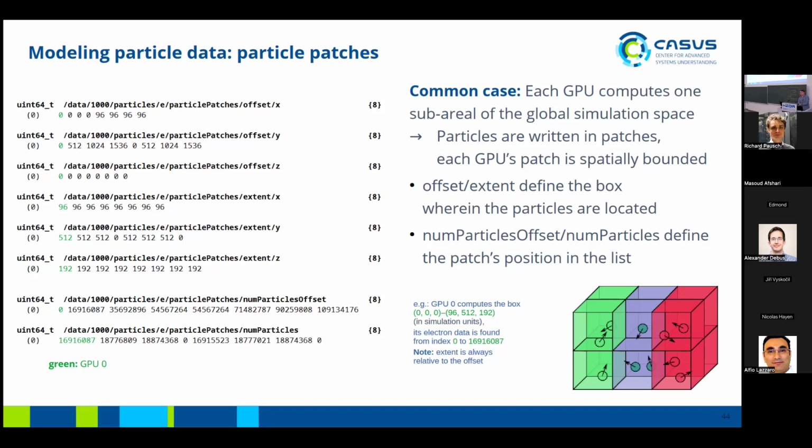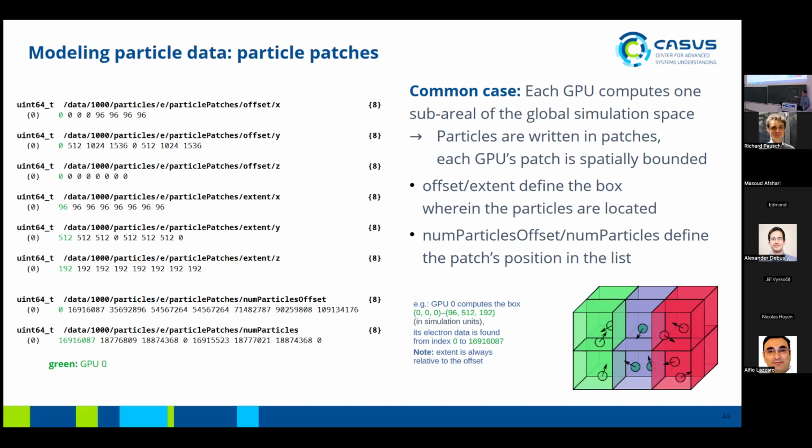And what we do in order to store that structure and retrieve it at read time, because a reader might want to look into the particles that were written by one specific GPU or that are found within one specific region, it might just not be possible to load everything because the particles might be 1 terabyte big. Then this is defined by the particle patches. The offset and extent gives the position within the physical domain, where the num particles offset and the num particles gives the position within the written array.